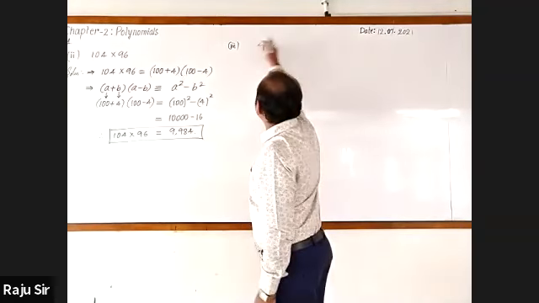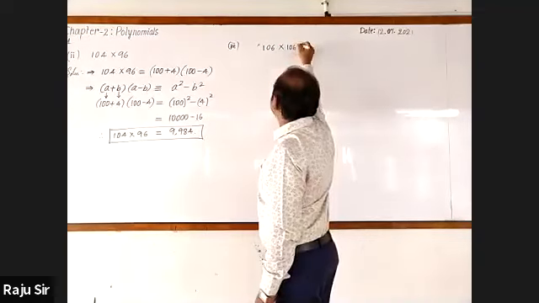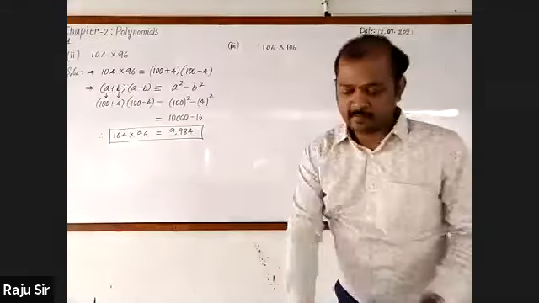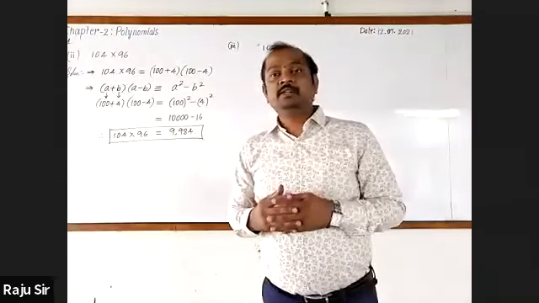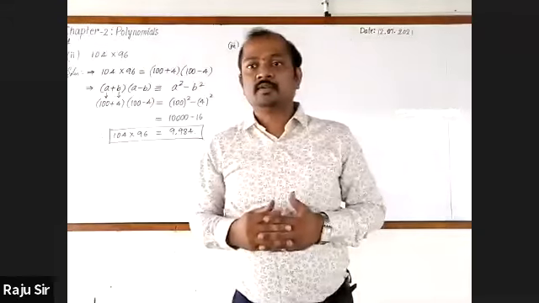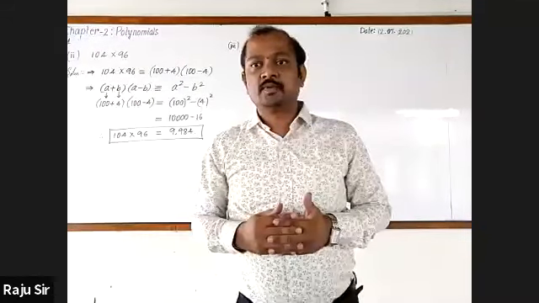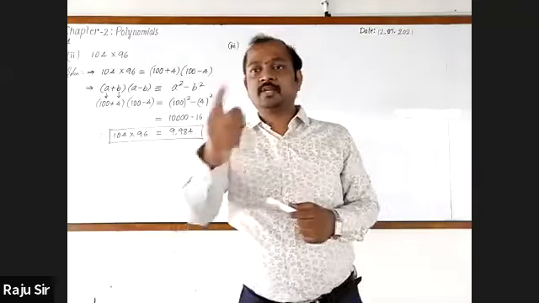106 into 106. Could you tell which identity can be used for solving this? A plus B whole square. A square plus B square plus 2AB. Are you sure? Yes, sir. 100 plus 6.